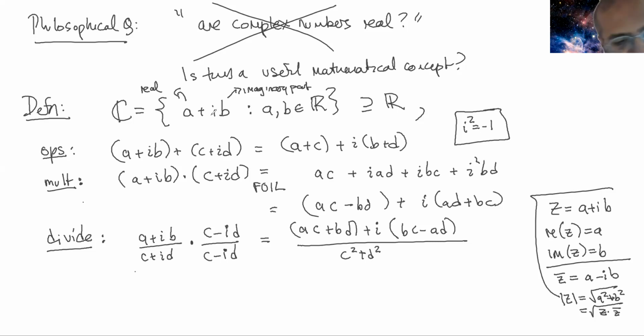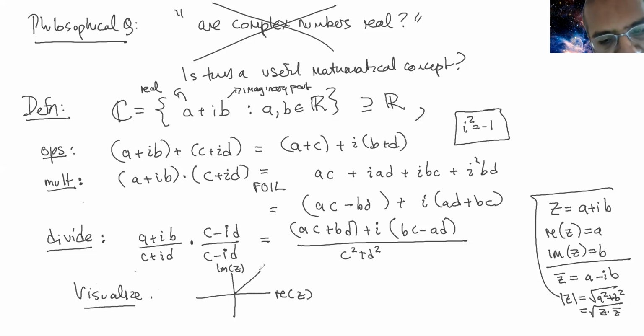I should say there's a way to visualize these. So you can draw a two-dimensional plane where the real part is the x-axis and the imaginary part is the y-axis. And you can plot a complex number, a plus ib, as having an a in the x-coordinate and b in the y-coordinate. You can think of it as a Cartesian plane.